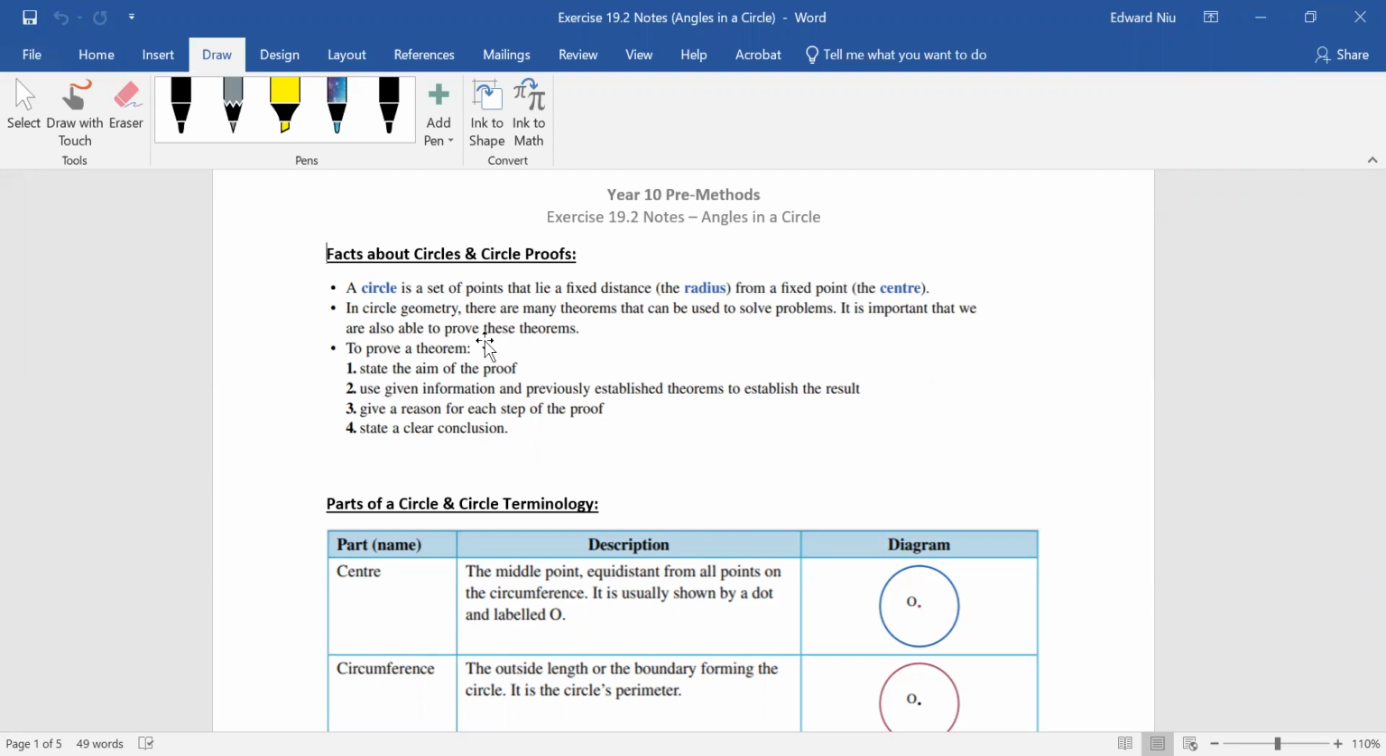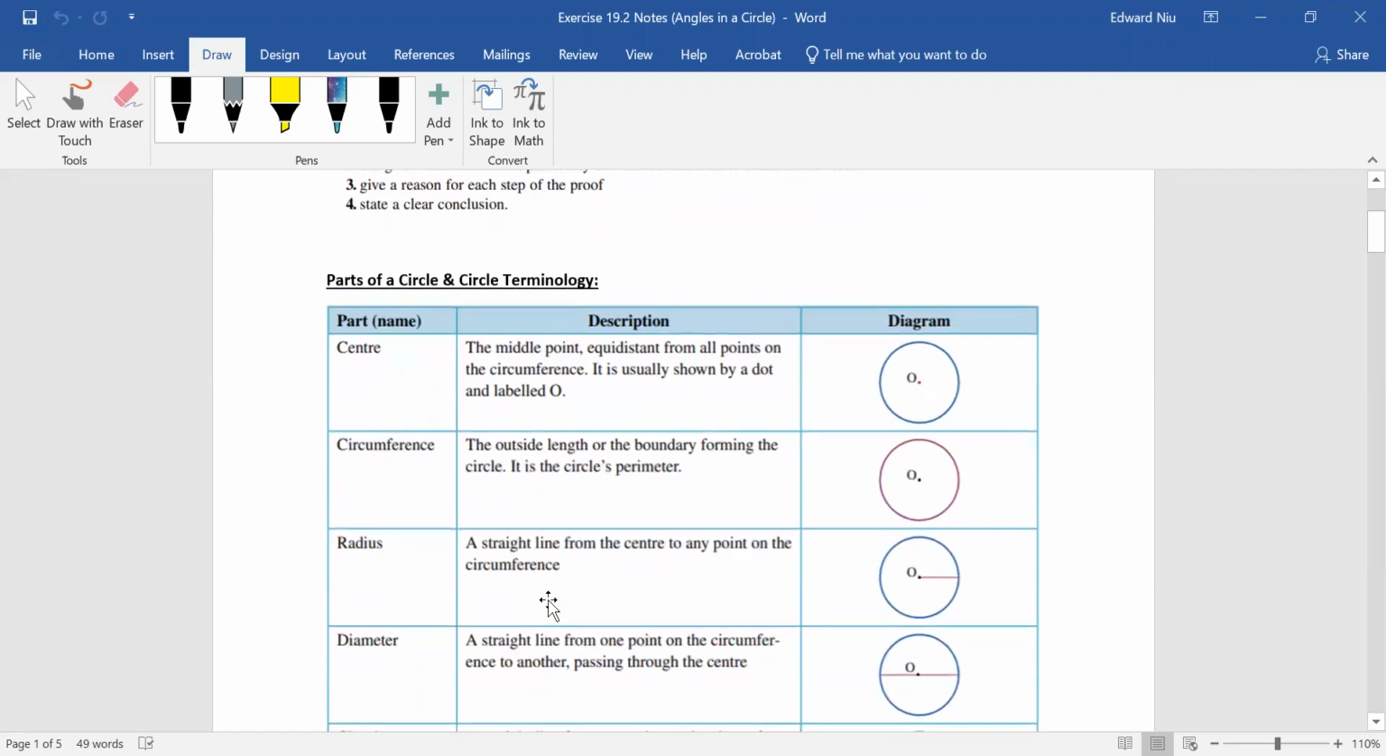learned. Okay, and there's going to be a lot of proofs, and the reason why we do this is so that we basically have evidence of our work. But enough about proofs and theorems. We're going to take a look at that more specifically in detail. Let's take a look at the key circle terminology.